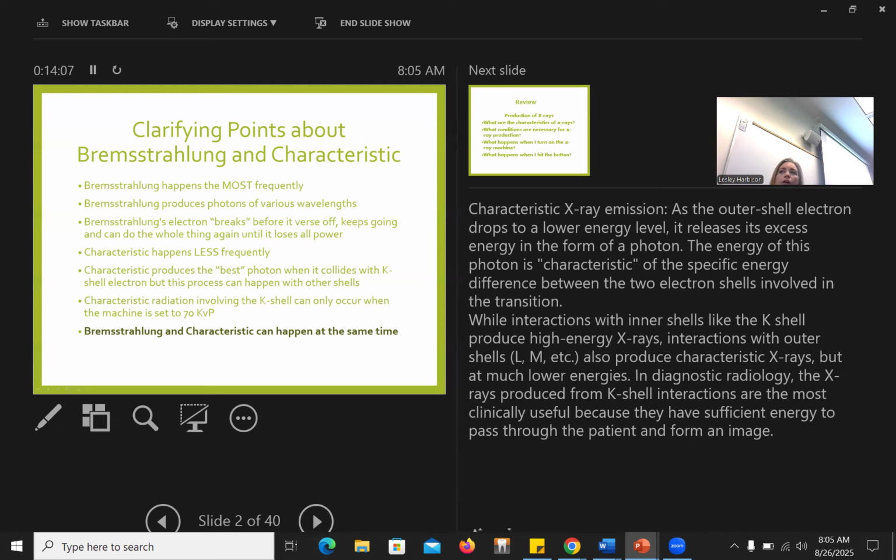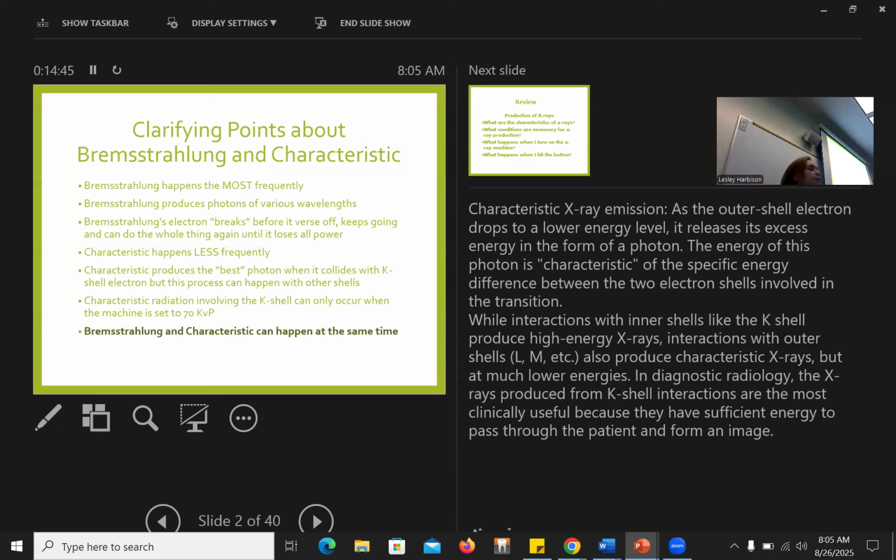So some bullets that I found that I thought were really helpful. Bremsstrahlung happens the most frequently. So just in general, whatever machine you have, and I think I might have said the opposite before. I'm glad we're revisiting this. No matter which machine you have, that happens more often. Bremsstrahlung produces photons of various wavelengths. You definitely said that, and that's still true.